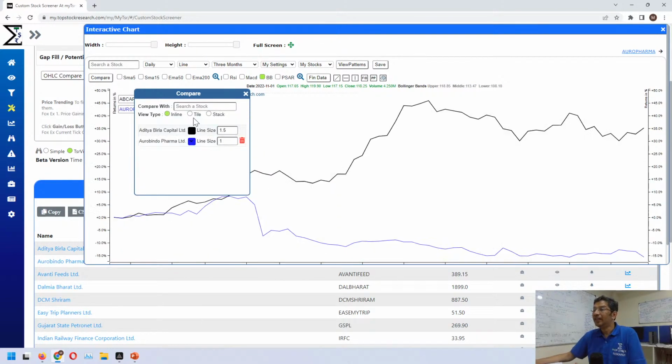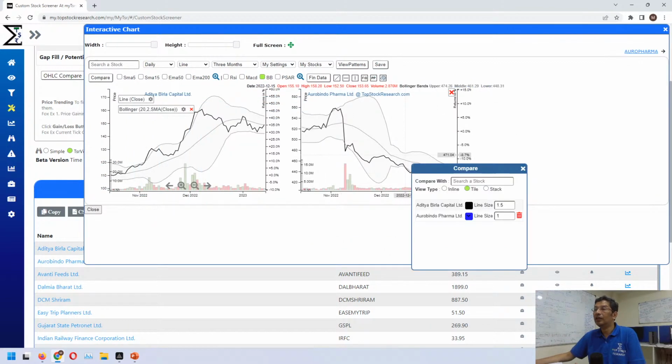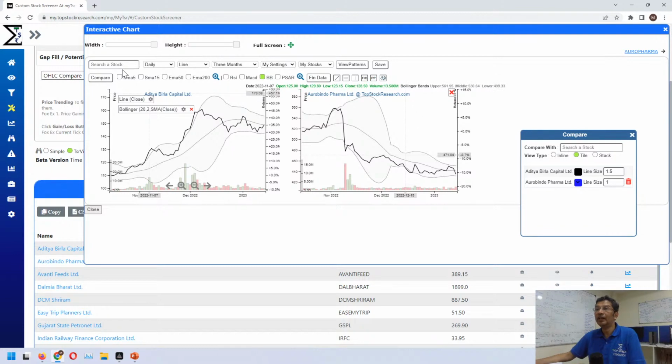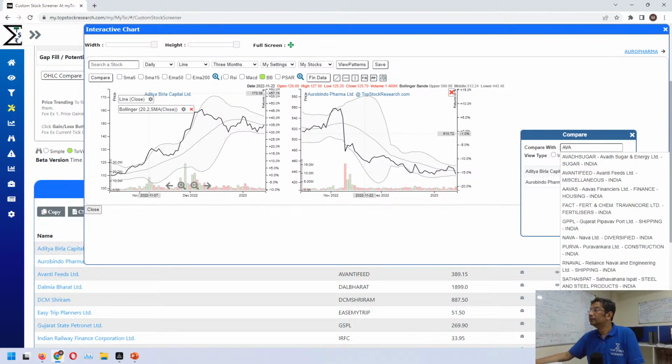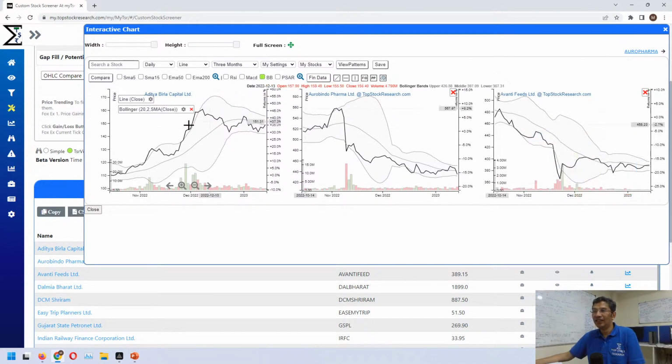Aurobindo. So this is how you can compare all the 4 together. The next one is Avanti Feeds, so we add Avanti. So this is how you can see multiple different stocks in one single view. Not sure if it answers your question or satisfies your requirements, but this is something which you can do with TSR charts.